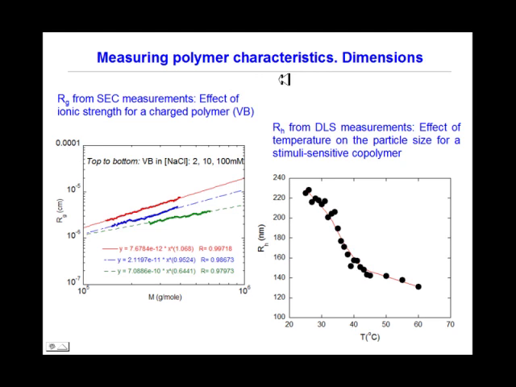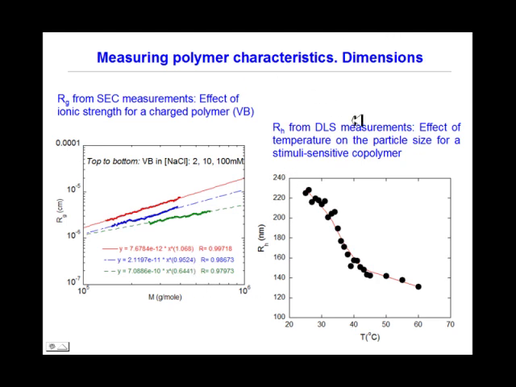In order to measure polymer characteristics such as dimensions, we use SEC, and shown on the left is radius of gyration for a charged polymer in different ionic strength solvents. And we can see here the effect not only on the slope and intercept, but also on the coefficient. The coefficient here gives us information about the structure of the polymer. And you can see that the polymer is totally neutralized at high ionic strength. You see the Mark-Houwink coefficient for a random coil, whereas at low ionic strength the molecules are more rod-like.